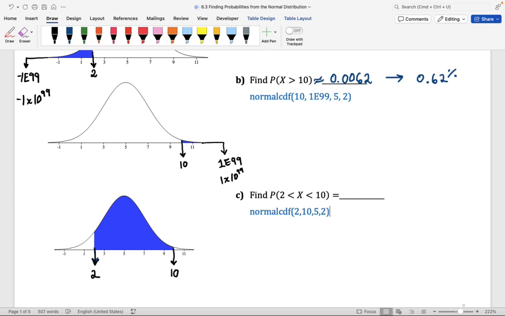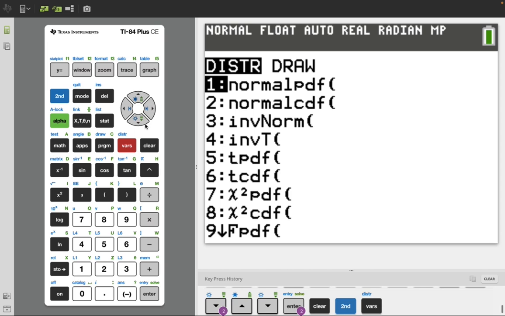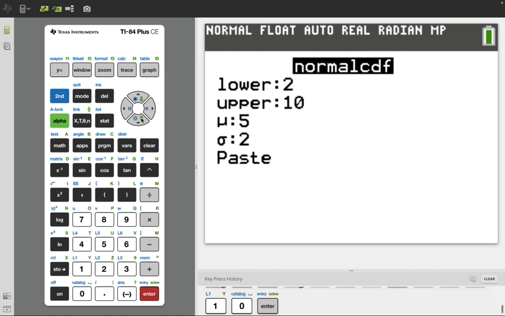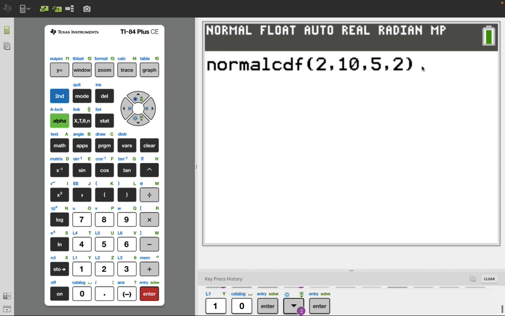Again, I'm going to take the time to show you how to enter this on your calculator. On your calculator, you're going to click second, bars. You're going to go down to the second option where it says normal CDF. Click enter. Now your lower bound in this case is 2. Your upper bound is 10. We don't need to change the mean and the standard deviation since they're the same. Go all the way down to paste and click enter. You're going to see the whole expression in one line. Go ahead and click enter again.